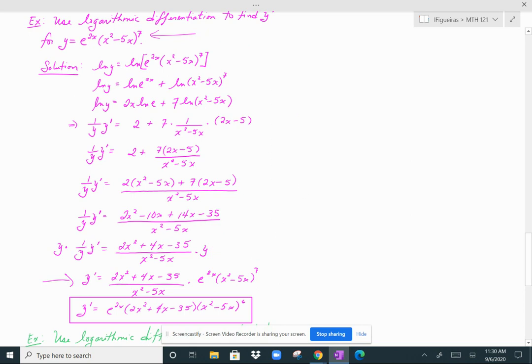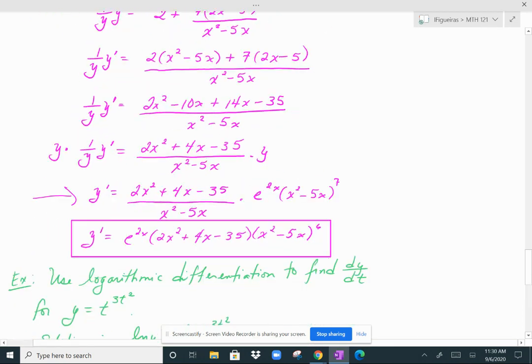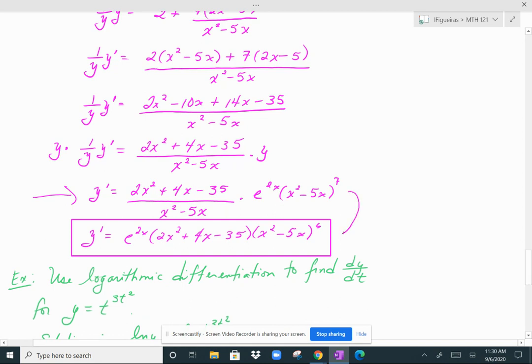But then that allows me to simplify a little bit more from this line to the next. The x squared minus 5x in the denominator and the x squared minus 5x to the 7th will cancel, and you're left with what you see inside the box. E to the 2x, I just put that in front, times the polynomial 2x squared plus 4x minus 35, and then the x squared minus 5x reduced to the 6th power, and you're done. So that was an example of logarithmic differentiation.